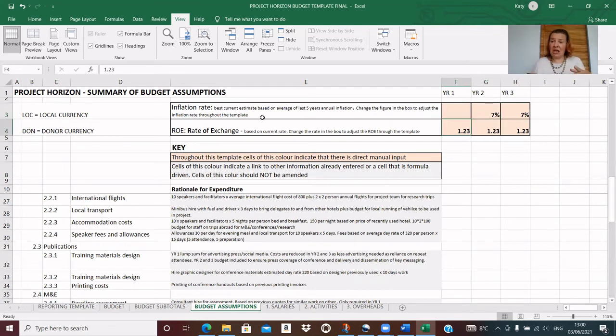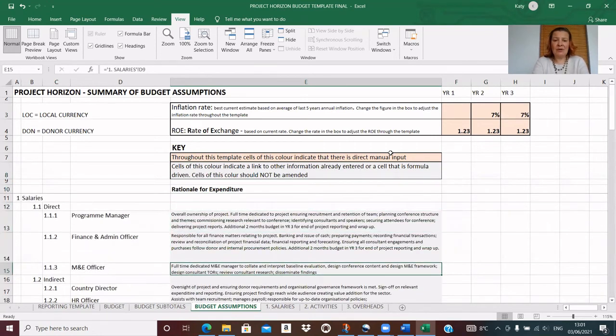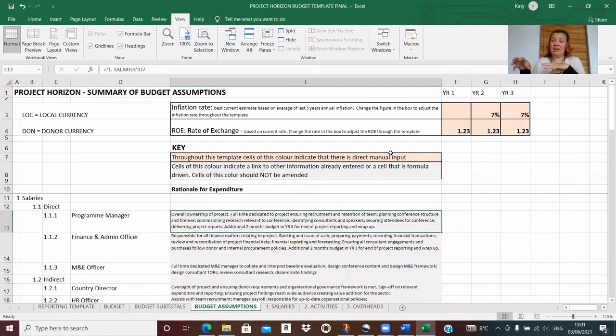My rates of exchange, likewise, I have put them in here, and it's here that I would change them if I wanted to update them throughout the whole template. Here's the key that I explained to you, that throughout this template, cells of this colour indicate there's manual input, and cells of this grey colour indicate that there's already a link or a formula and you don't need to touch them. And so you don't need to touch these ones because we've already documented the reasons in the other sheets, and you can see that all this is doing is just pulling those explanations through.